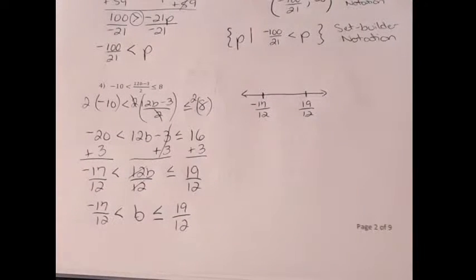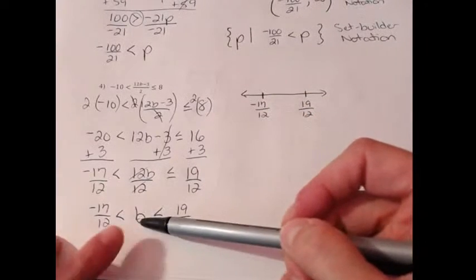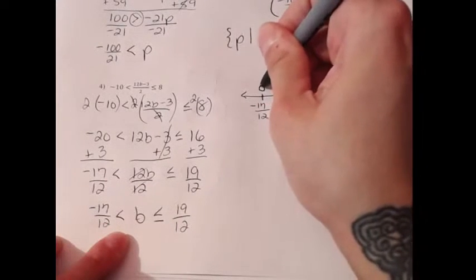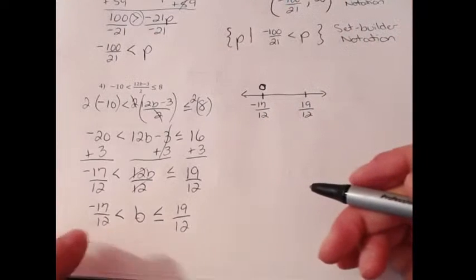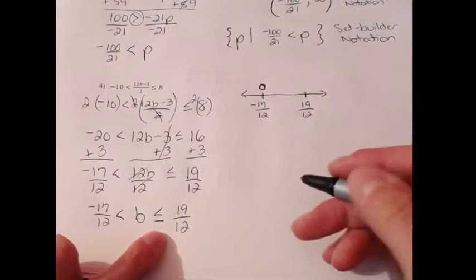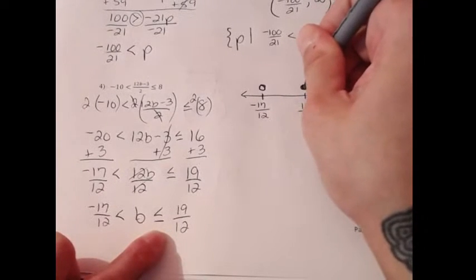Next, I need to decide open or closed circle. So negative 17 over 12 is less than b. Less than, open circle. And then b is less than or equal to 19 twelfths. Less than or equal to, solid circle. So let's fill it in.